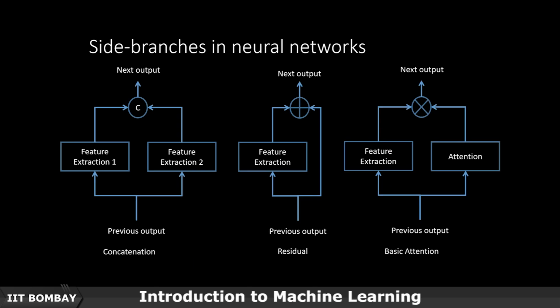Other concepts that are useful for neural networks is that we were looking at only one layer at a time, but many times there are two parallel layers or two parallel paths that can exist in more advanced neural network architectures. So for example, what we have seen is that you have a previous output and it goes through a feature extraction, which is nothing but a layer, right? So it could be a fully connected layer or it could be a convolutional layer, and we get an output.